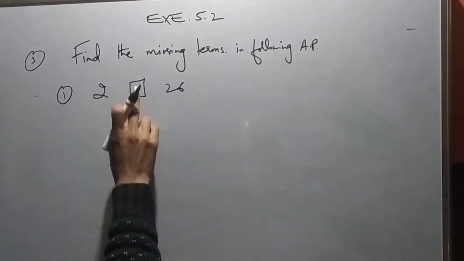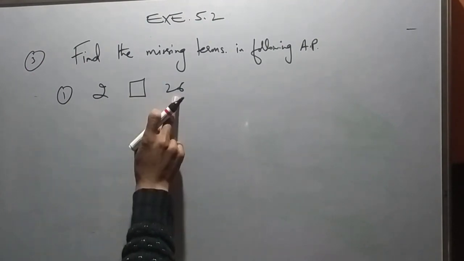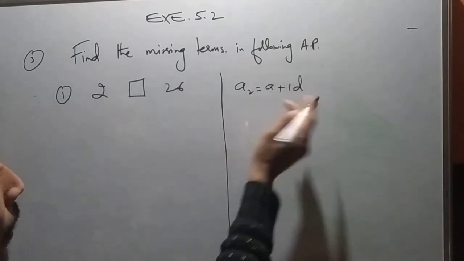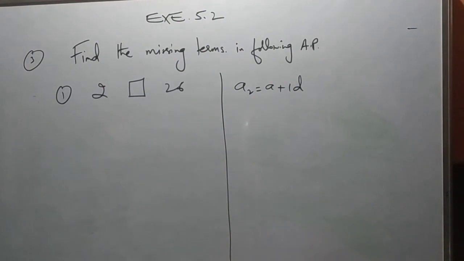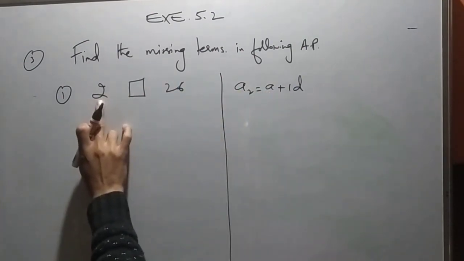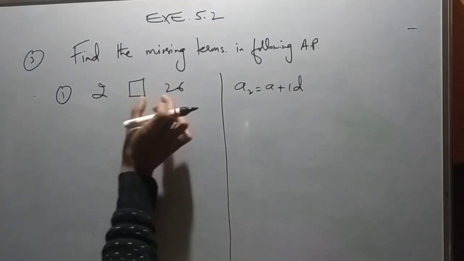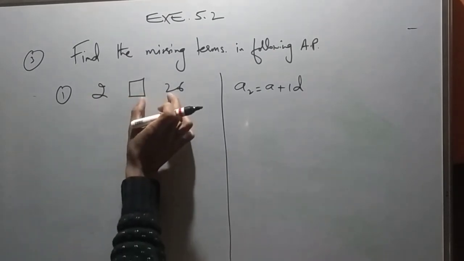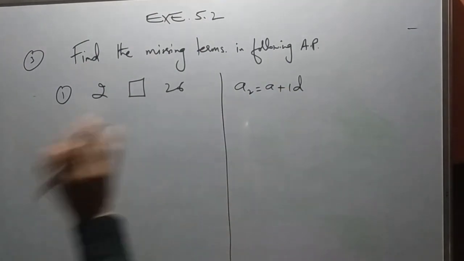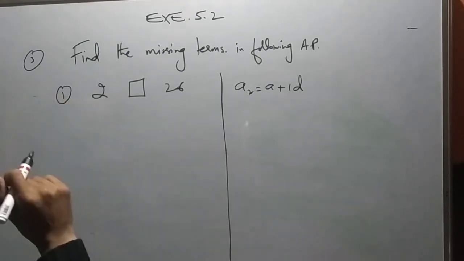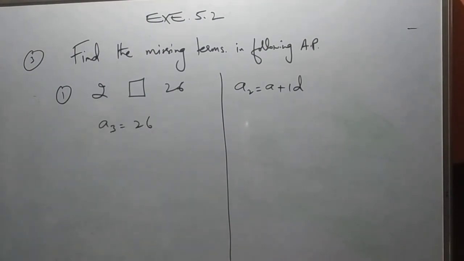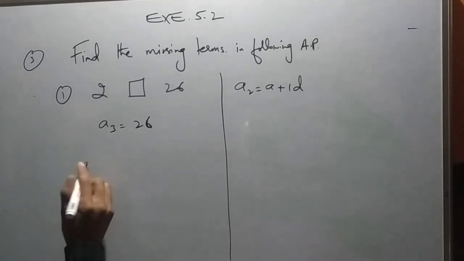In the AP, the second term is a plus 1d, where a is the first term and d is the common difference, the gap between terms. The third term is given as 26, and the third term is a plus 2d.